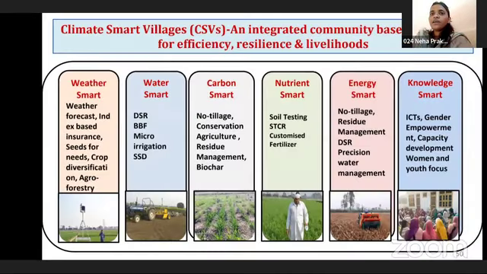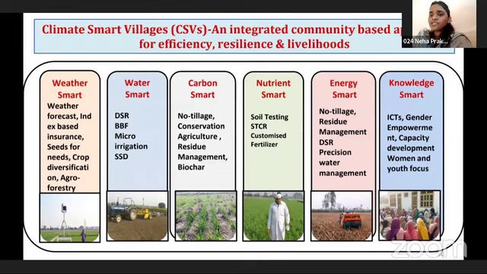Now another is the climate smart villages. There is a need for NGOs and the government to go for climate smart villages, so that it helps to develop the villages as well as increase the economy of the farmer. In that aspect, we have to focus on weather, water, carbon, nutrient, energy, and knowledge smart. We have to encourage the farmer to know the different technologies present in this generation, so that they will increase their economy.